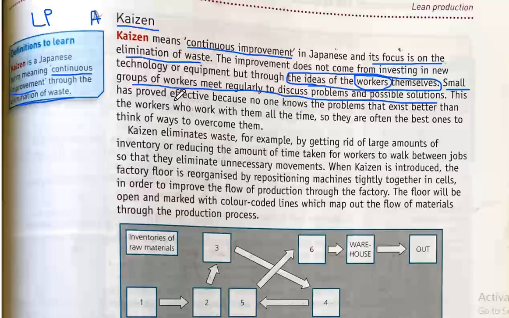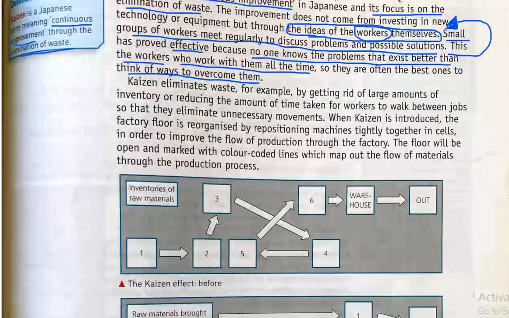This has proved effective because no one knows the problem that exists better than the worker who is actually working with it all the time. So they are often the best ones to think of ways to overcome them. This is the reason why we chose employees to provide ideas and solutions for how to reduce the waste. So over here, Kaizen eliminates waste, for example, by getting rid of large amounts of inventory or reducing the amount of time taken for a worker to move between jobs, so they eliminate unnecessary movement.